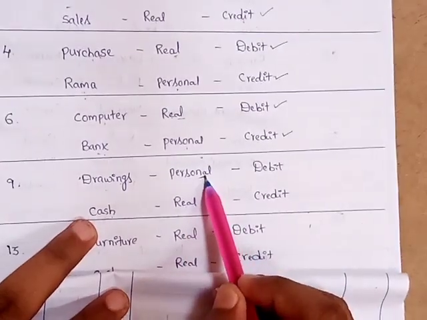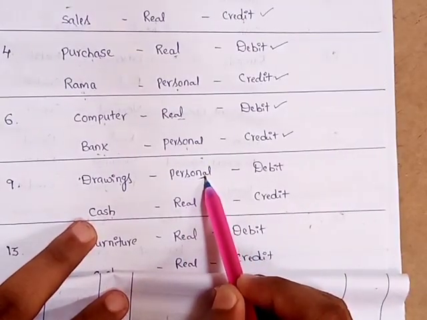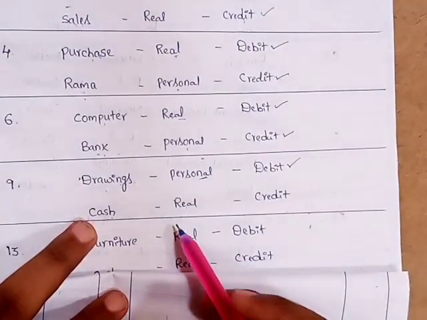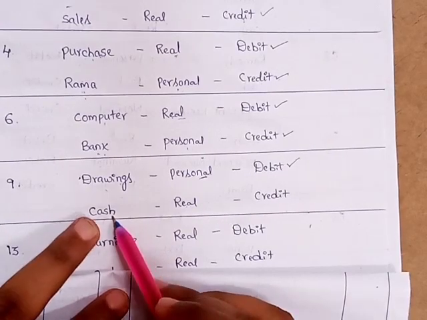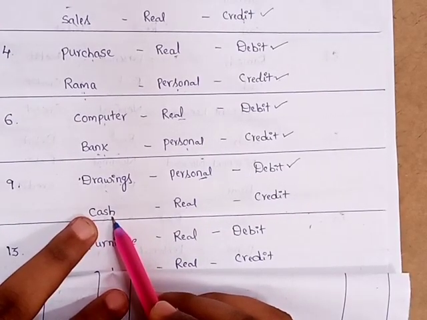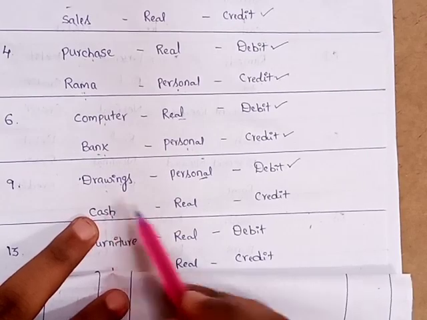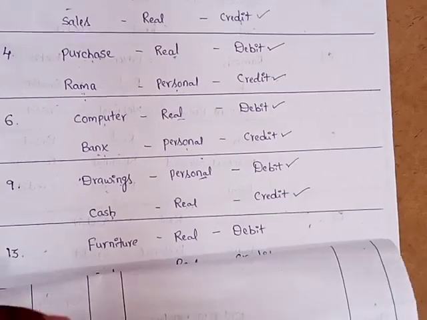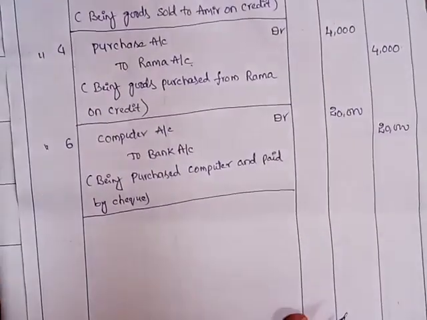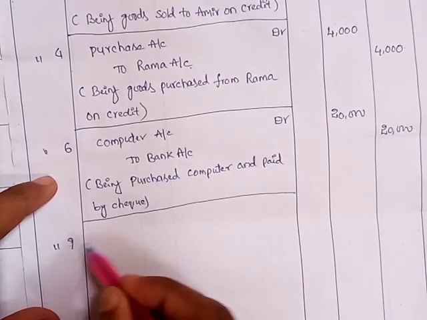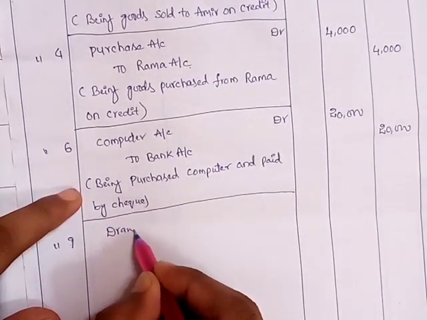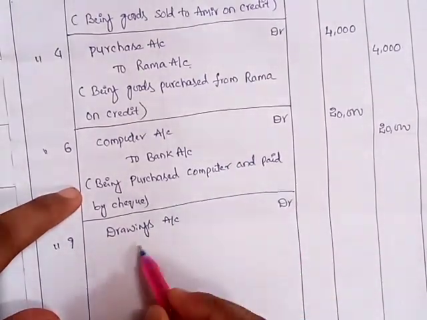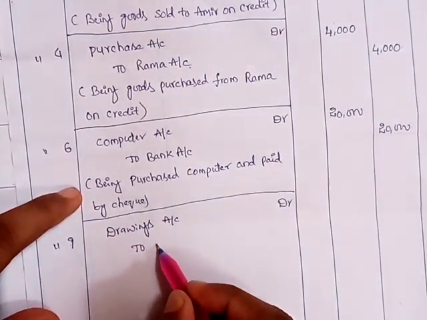So here proprietor is a receiver, that's why drawings is debit. According to personal account, receiver will be debit. And when proprietor uses cash for his personal use, cash goes out. According to real account, what goes out, that will be credit. So drawings debit, cash credit. So entry is drawings account debtor to cash account.